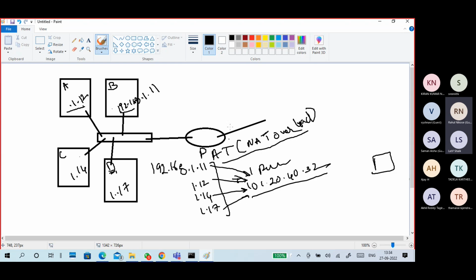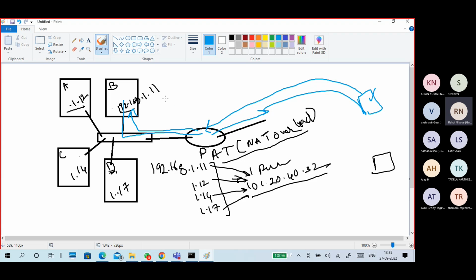The advantage is when you are communicating outside, say B is sending a packet. B's IP address is 1.11. While it is sending, it sends with the public IP address. Of course, there is a hidden port number also. It reaches the destination. The destination gives a reply, the IP address changes again, and we receive the packet.